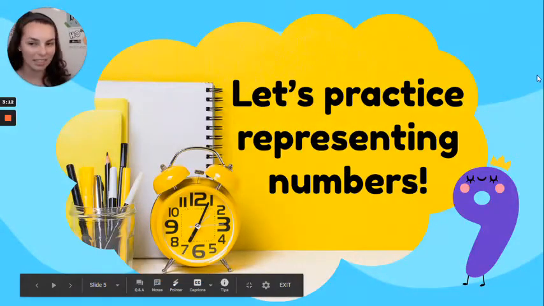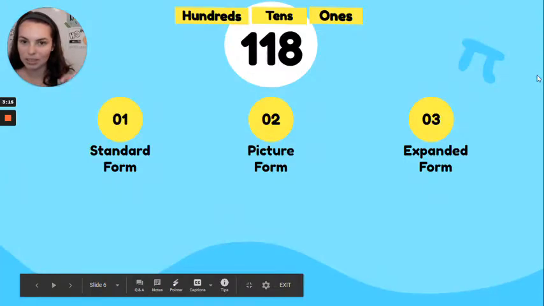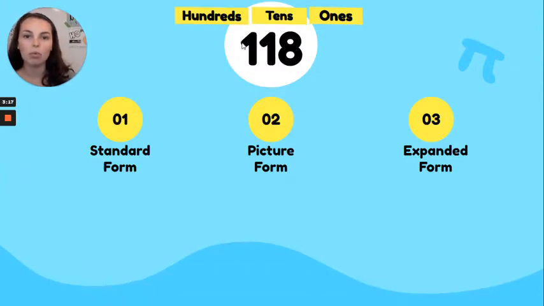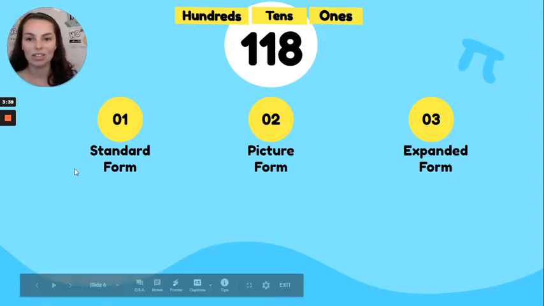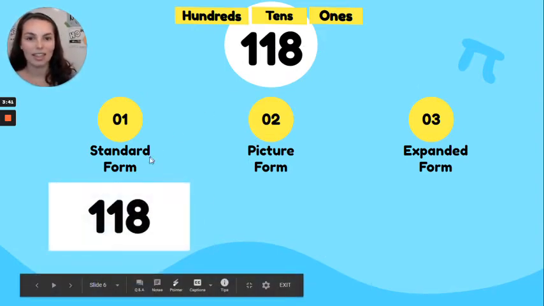So let's practice representing numbers. So here I have the number 118. It might just look like a 1, 1, and an 8 smushed together. But my place value tells me this is the hundreds, this is the tens, and this is in the ones. So now let's try to write 118 in standard form. There it is in standard form. I'm drawing those numbers, the digits.